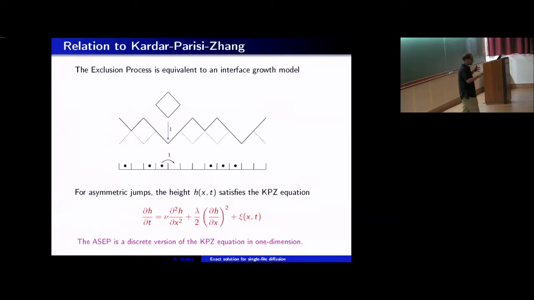And in the long range time and space scale, this model of evolving interface is modeled by the Kardar-Parisi-Zhang equation. So you can very well view the exclusion process as a microscopic realization, as a discretization of the Kardar-Parisi-Zhang equation, which is an important equation for evolution of interfaces.